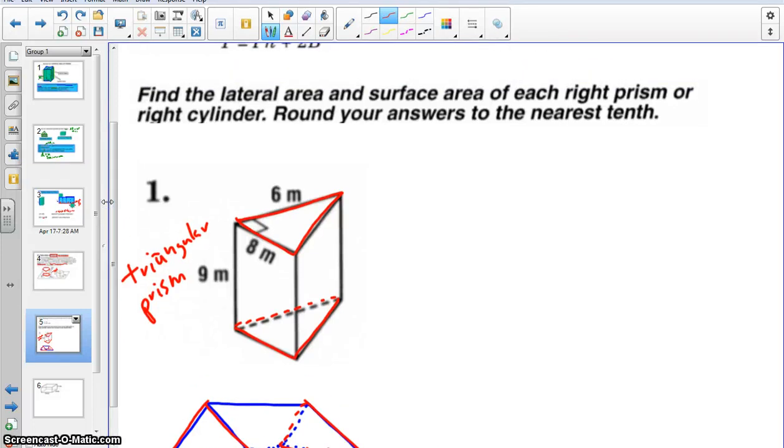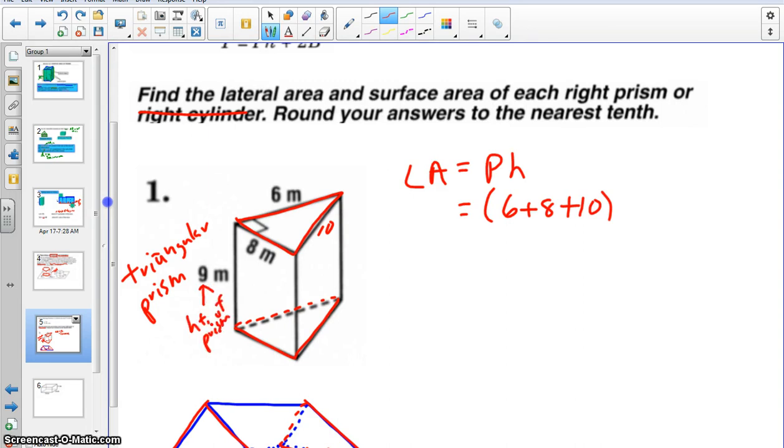So reading the directions here, find the lateral area and surface area of each right prism. Again, right cylinders we're going to deal with later. Round your answer to the nearest tenth. So lateral area is equivalent to perimeter of the base times the height. Well, our base is our triangle here. Notice it is a 3, 4, 5 triangle, so our hypotenuse would be 10. So the perimeter of the base would be 6 plus 8 plus 10 times, again, the height. So 9 is the height of the prism. So we take that times 9, and we get that to be 216 meters squared.